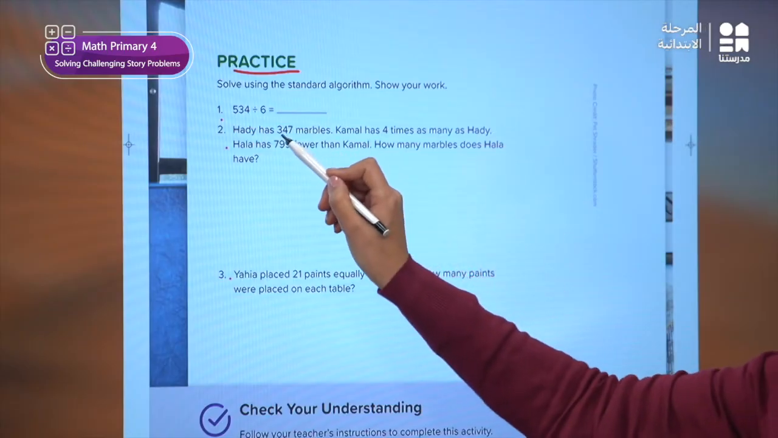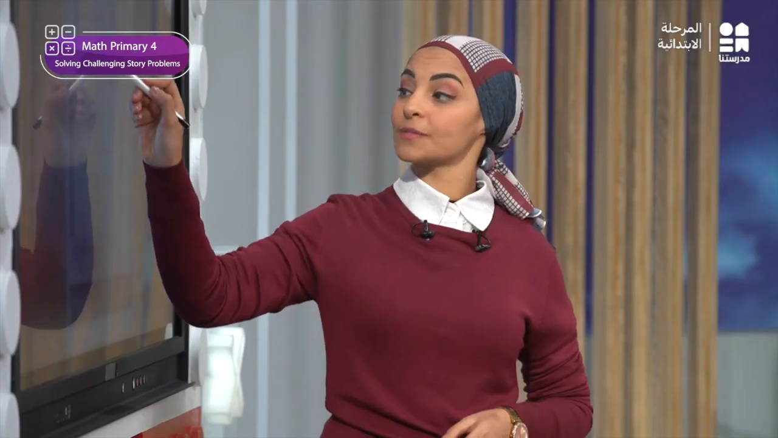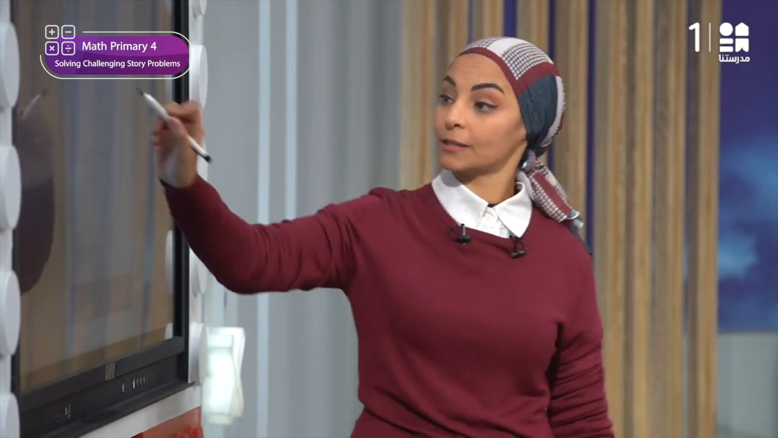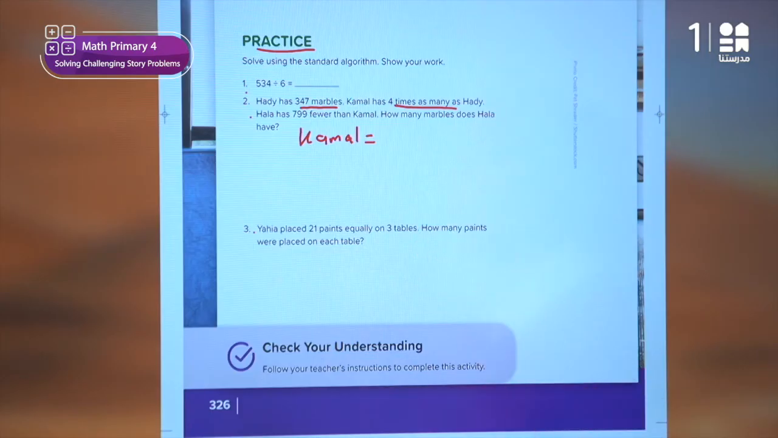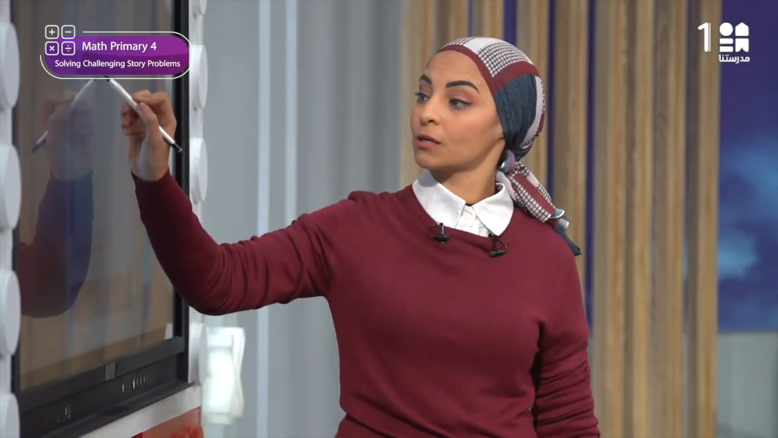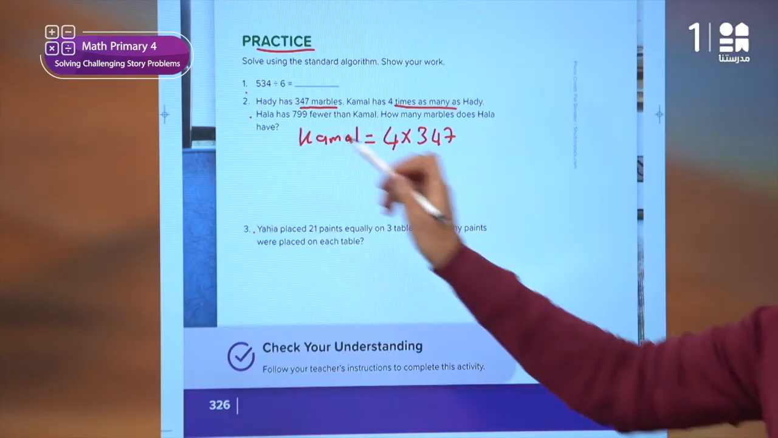Now, problem number 2 says what? Problem number 2 says that Hadi has 347 marbles. Okay, Kamal has 4 times as many as Hadi. So, Kamal has what? Let's write it like this. Kamal has how much? Yes, 4 times as many as Hadi. So I will do 4 times 347, right? Okay. The rest of the problem says that Hala has 799 fewer than Kamal.